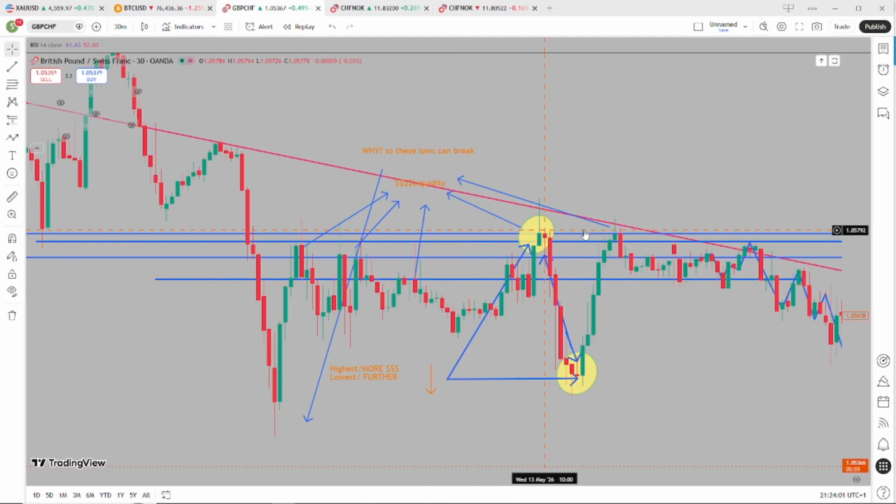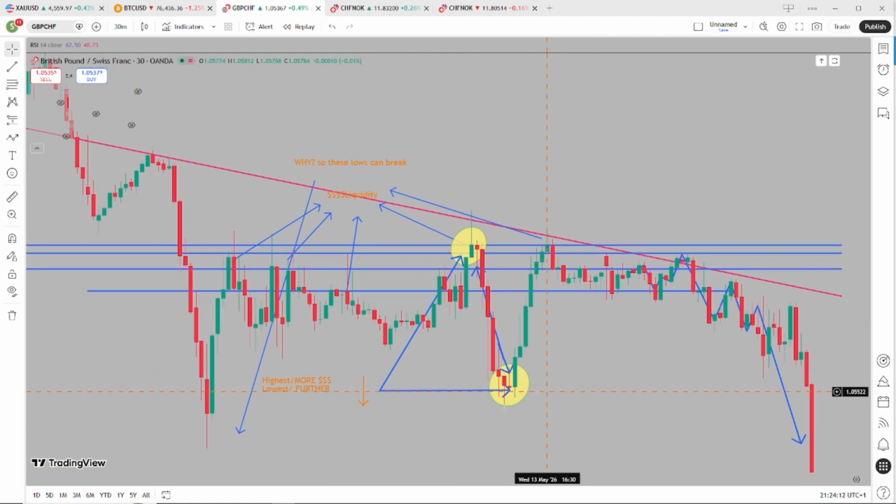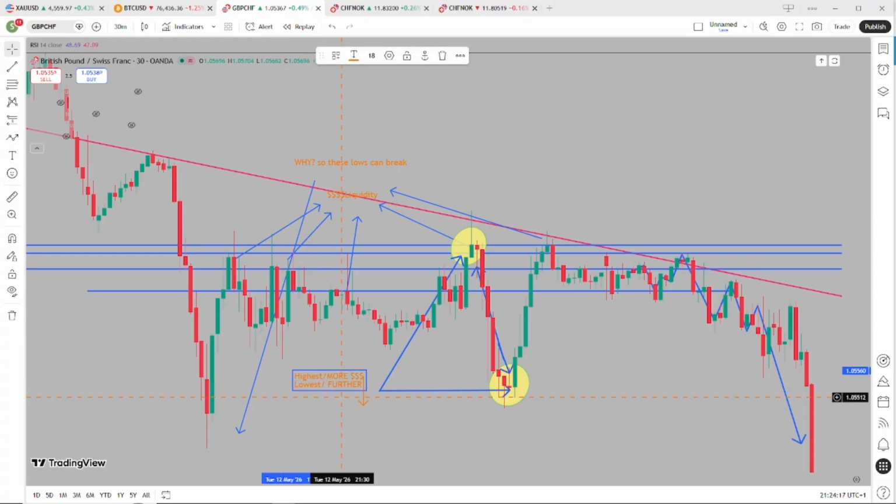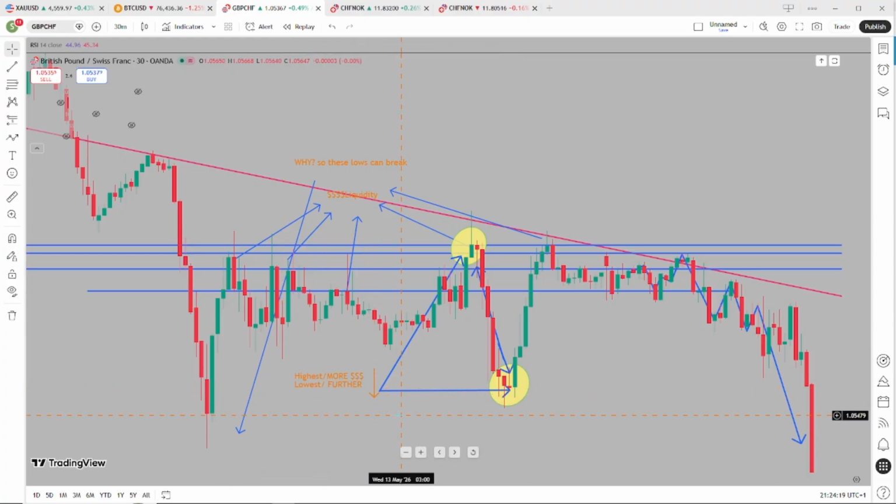Then it comes up here above everywhere else, above all of this consolidation. It looks like it's grabbing liquidity and pushes to the lowest part it's ever been, right? But it still didn't break that low. This is why I wrote the highest is more liquidity. The higher it goes, the more liquidity it grabs, and the lower it goes further because it's grabbed more liquidity.